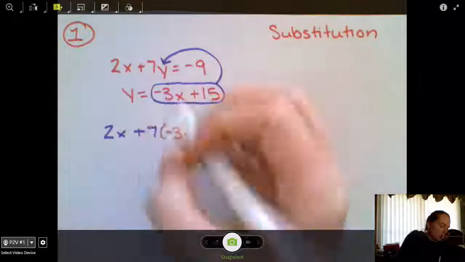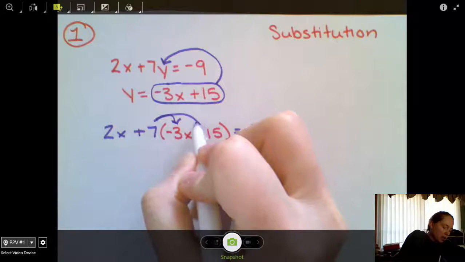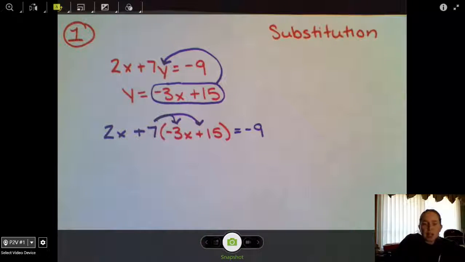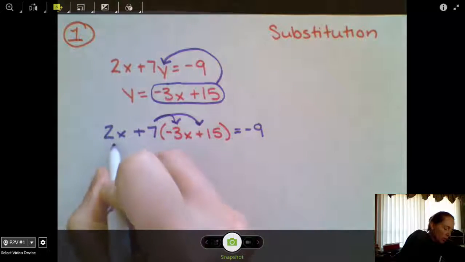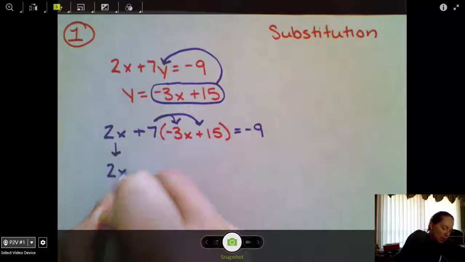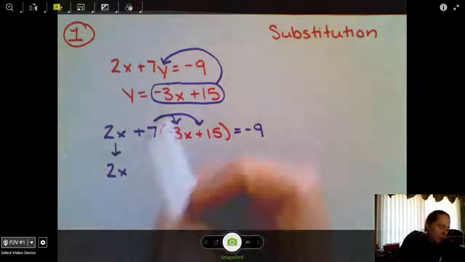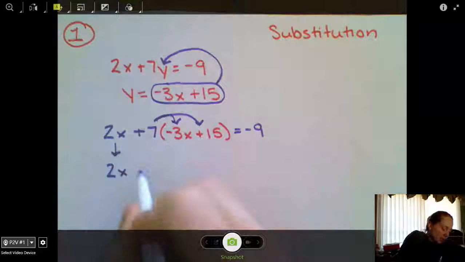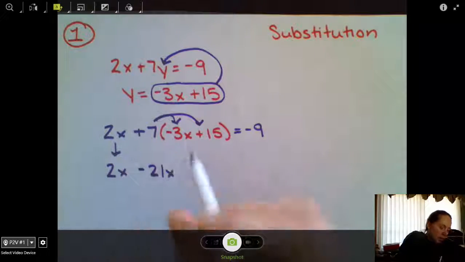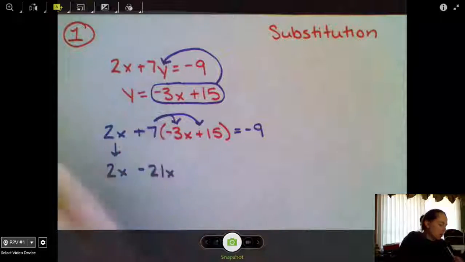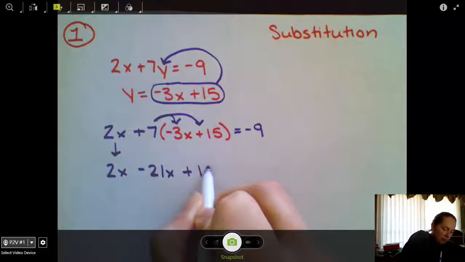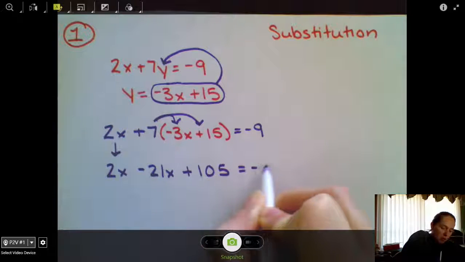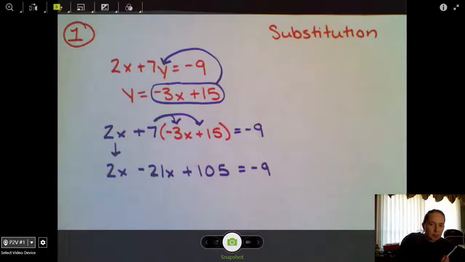So to solve this, we're going to distribute the 7. That means we're going to times 7 by everything inside the parentheses. We're going to bring down the 2x and ignore it right now. We're not going to use it. 7 times negative 3 is negative 21x. 7 times 15 is 105. And it equals negative 9.